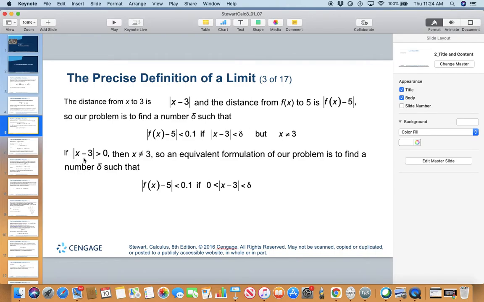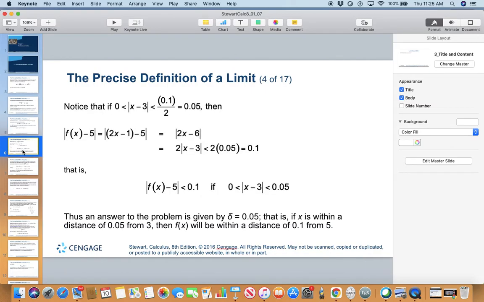Now, if the absolute value of x minus 3 is greater than 0, then x is not 3. You see, if x is 3, the absolute value is 0 on the left, right? So if you want it to be greater than 0, x has to be not 3. That means all of this is the same as saying the distance between f(x) and 5 is less than 0.1 if 0 is less than the distance between x and 3, which is less than delta.